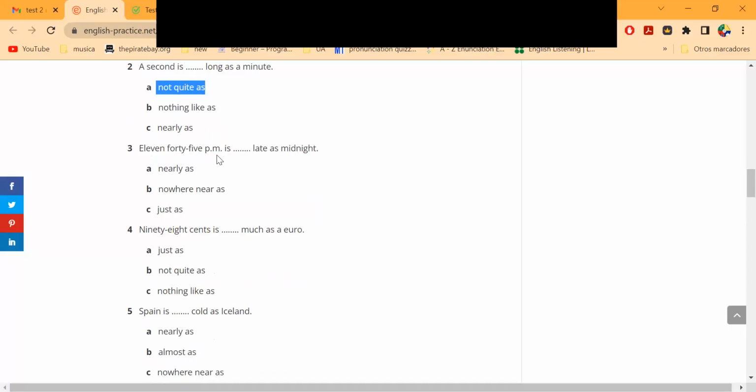11:45 p.m. is late as midnight. Nearly as. Excelente. Este sería lo mismo. Este sería con una gran diferencia y este es con una poca diferencia. ¿No es cierto? Es casi tan tarde. It's nearly as late as midnight. So, remember that one. It's nearly as. There is a little difference. There is a big difference here. It's similar to nothing like as. And this is just the same. It's equivalent.